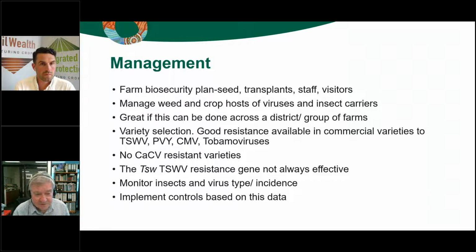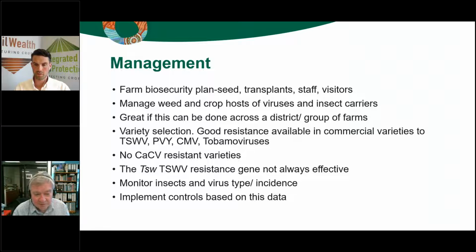Variety selection is important, because there are commercial capsicum varieties which have good resistance to most of our viruses infecting capsicum. There's ones with resistance to tomato spotted wilt, PVY, cucumber mosaic virus, and the PMMoV viruses. Unfortunately, there's no resistance commercially available for capsicum chlorosis virus. And obviously with variety selection, there's more than just disease resistance involved. But if you have an issue with a particular virus, there's every chance that a few of the varieties will have resistance, which is very useful to you.